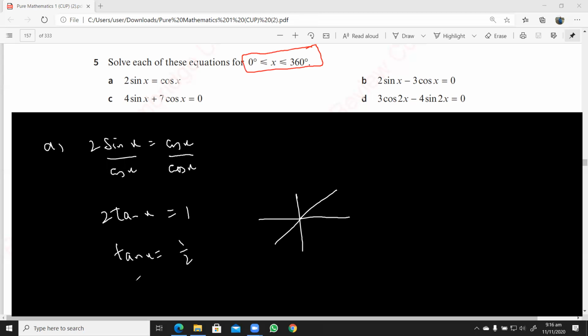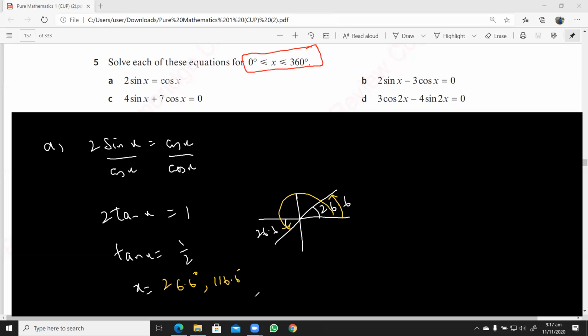So please tell me quickly, what is this tan x? Tan inverse of half. 26.6. So the values of this angle x are, first, this 26.6, and the second one is 116.6.